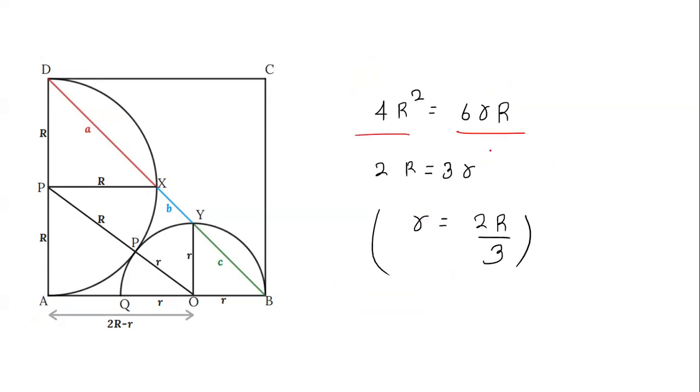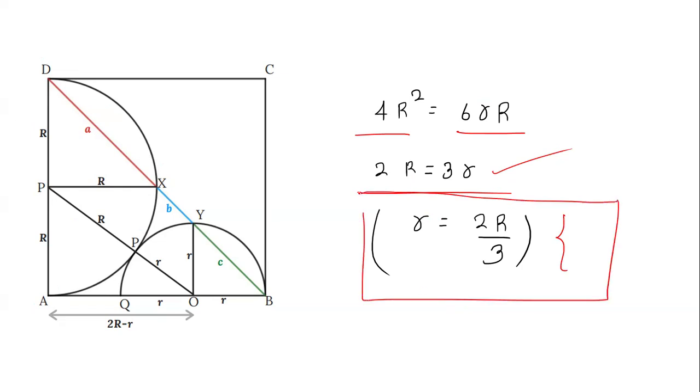You can cancel one capital R, and after that you can divide by 2 and it will simplify to this thing. And from here you can get one relation between small r and capital R. So now you know this relationship between small r and capital R. So this is one thing.